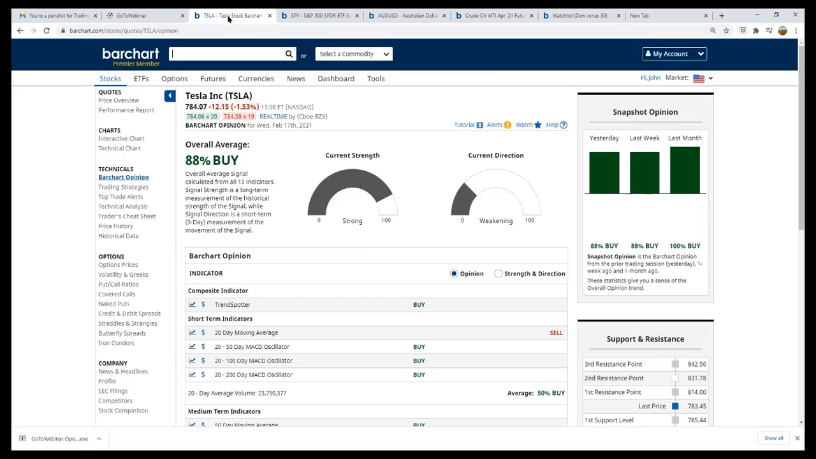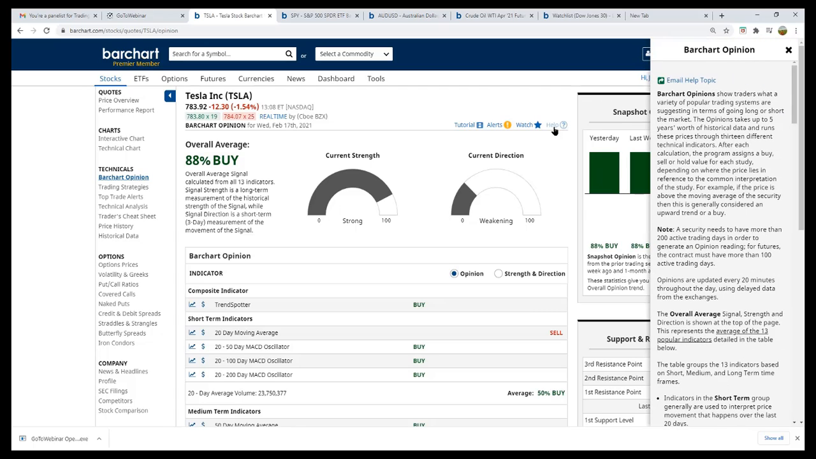And so what are these direction and strength signals? What is it telling me? Okay, so if I go into the help part here and open that up, notice that it says it looks at historical data across 13 different technical indicators. It takes into account the common interpretation of these 13 indicators, and it'll assign a buy, hold, or sell signal. So for example, when we're discussing moving averages, and you can see that a lot of our technical indicators are moving averages.